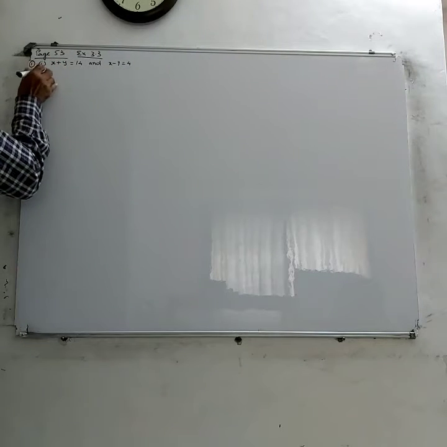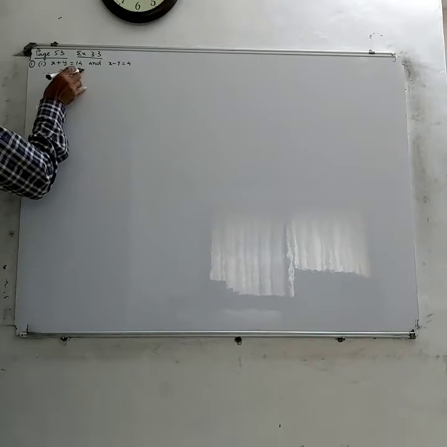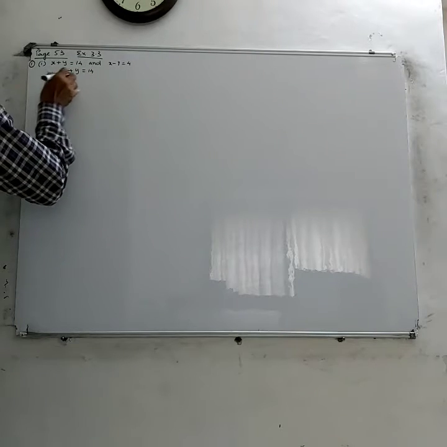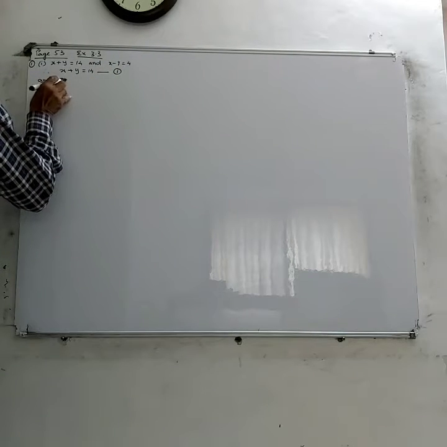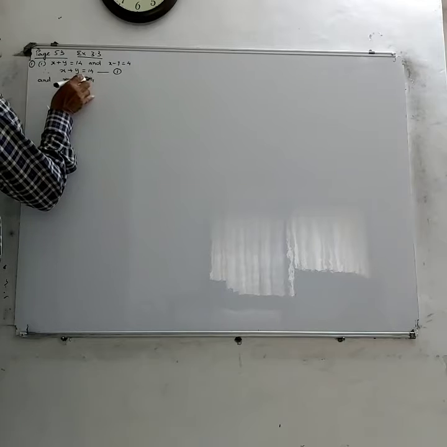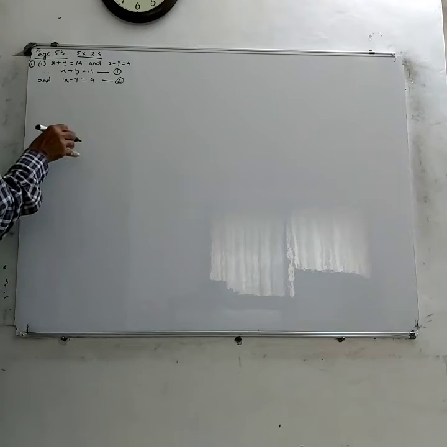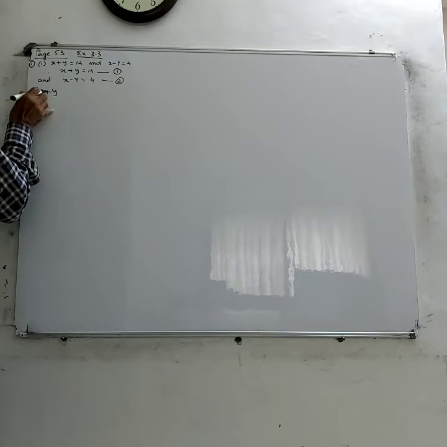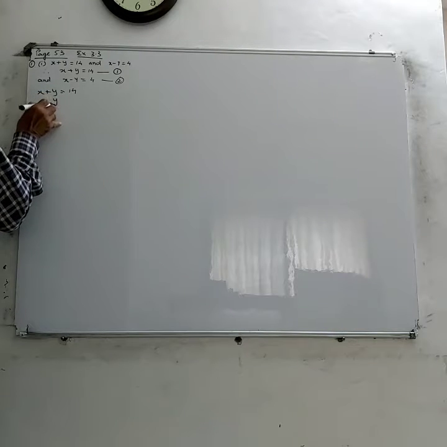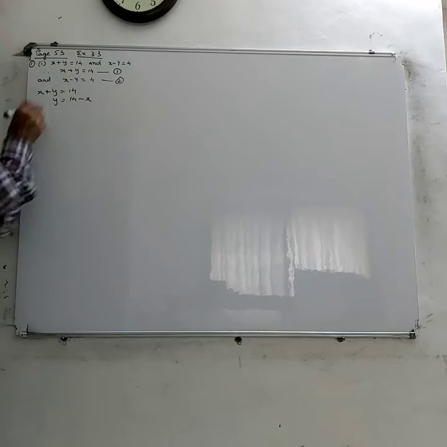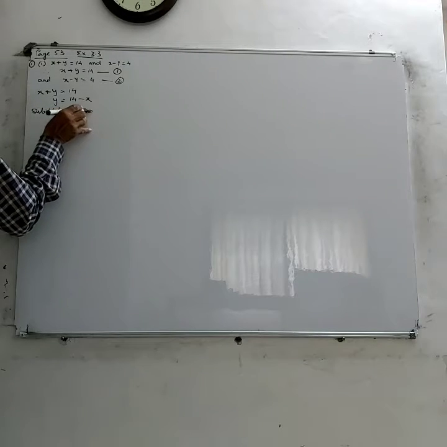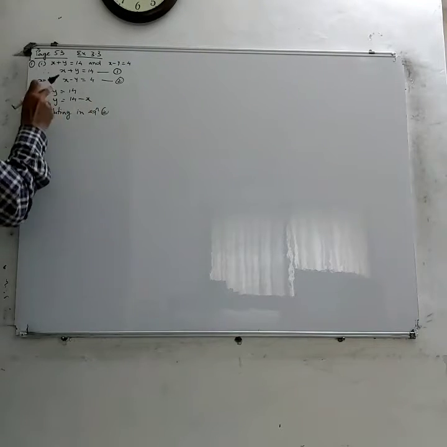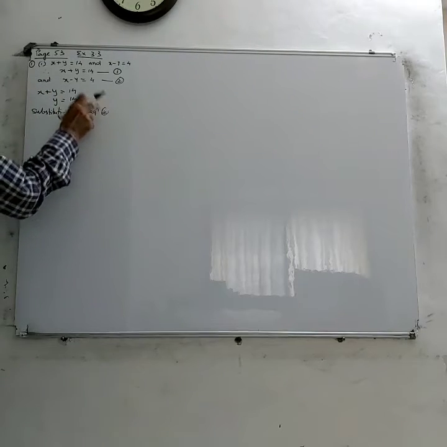So therefore, take the first equation: x plus y is equal to 14. Let this be equation 1, and x minus y is equal to 4, equation number 2. Now x plus y is equal to 14, so y is equal to 14 minus x. Substituting in equation 2.